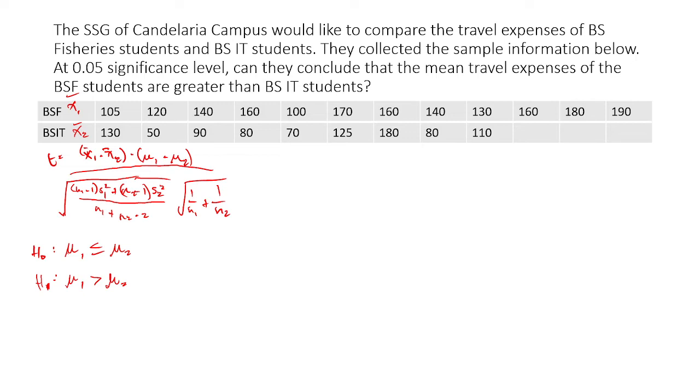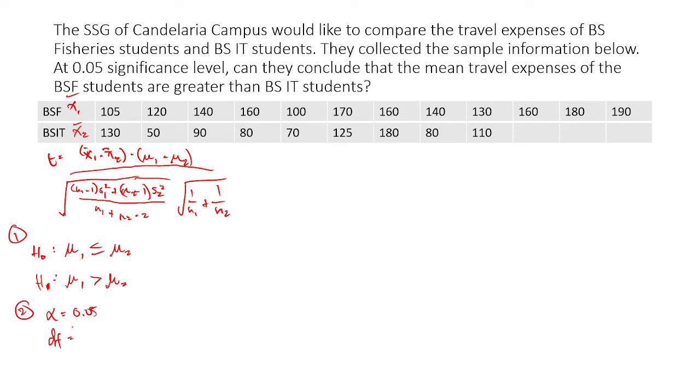The travel expenses of BS Fisheries is greater than the travel expenses of DSIT. So that is our step one. So for step two, we just need to determine the level of significance. So the level of significance here is alpha is equal to 0.05. Then we need to determine the DF.